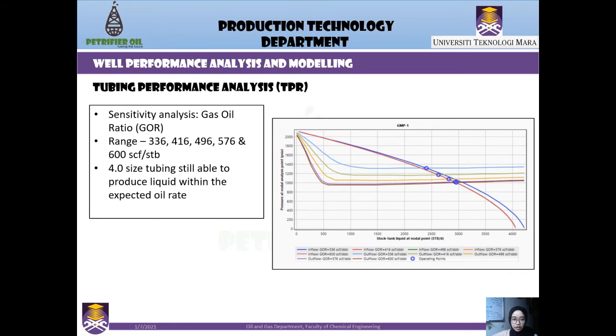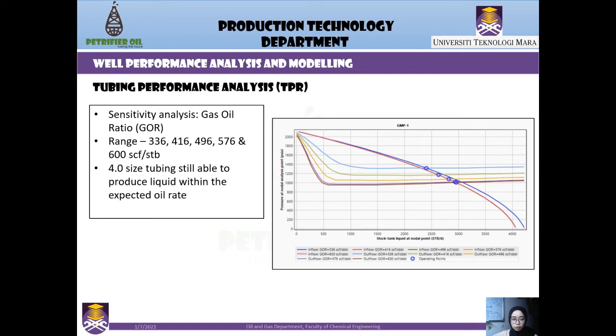The next sensitivity analysis is gas oil ratio. The range that we use is 336, followed by 416, 496, 576, and the last one is 600 scf per STB. This is the expected range from the production profile by the reservoir department throughout the life cycle.